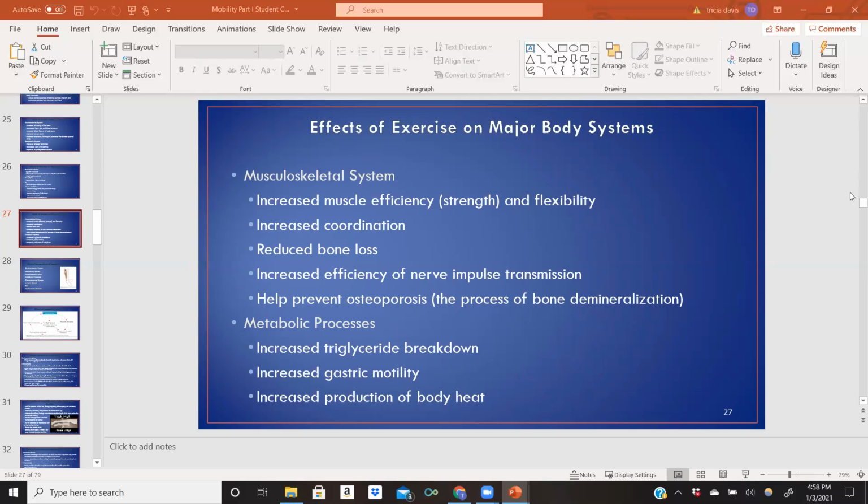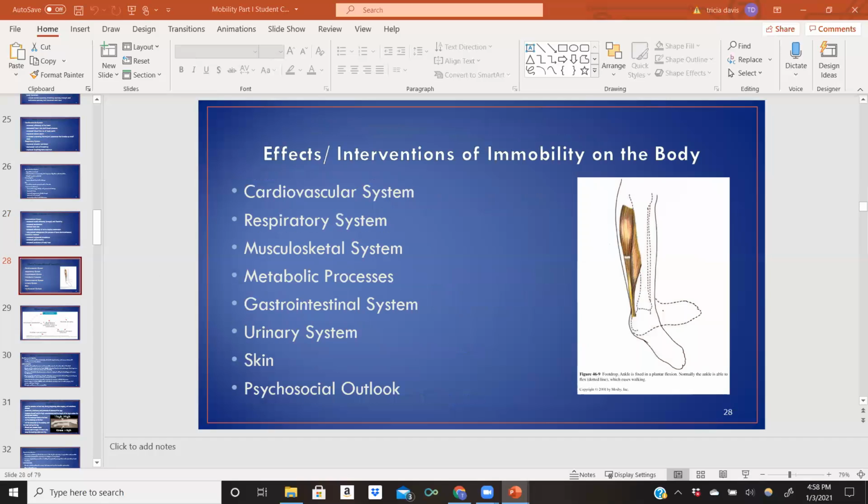So this is a good example of how we can promote exercise in your adult years and carry it over into when you become an older adult. You see how important it is. You also have increased efficiency of nerve impulse transmission, and it helps prevent osteoporosis, the process of our bones demineralizing. It also has positive effects on the metabolic process. It increases triglyceride breakdown, which are those bad fats. We have increased gastric motility, and then increased production of body heat. A lot of good things that exercise does.